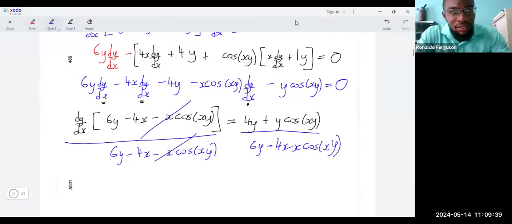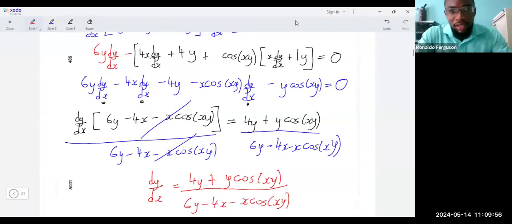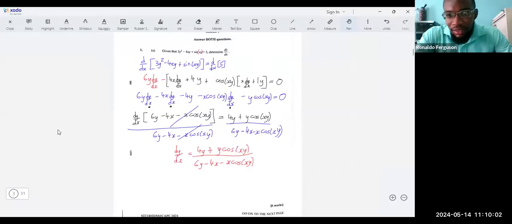Cancel, cancel. So that's our expression for dy dx. So dy dx is equal to 4y plus y cos xy over 6y minus 4x minus x cos xy. And so that is the expression for dy dx. How many marks is that? 6 marks. That's not bad. That's really not bad to start the exam.